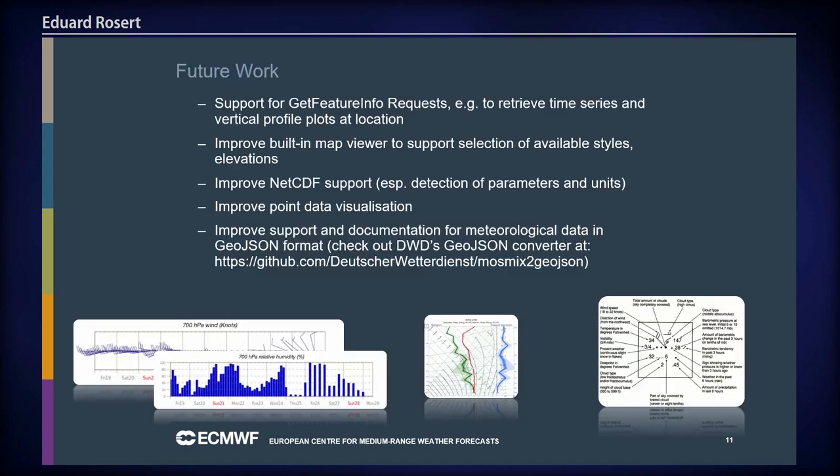When it comes to features, since SkinnyWMS is still quite a young software, we are constantly adding new features and improving existing ones. For example, one thing that we plan to implement would be GetFeatureInfo requests, which are part of the OGC standard for a web map service. And this would allow us, for example, to click on a point on the map and then get, depending on which kind of data we are visualizing, time series plots or vertical profile plots at this point, which would be kind of nice.